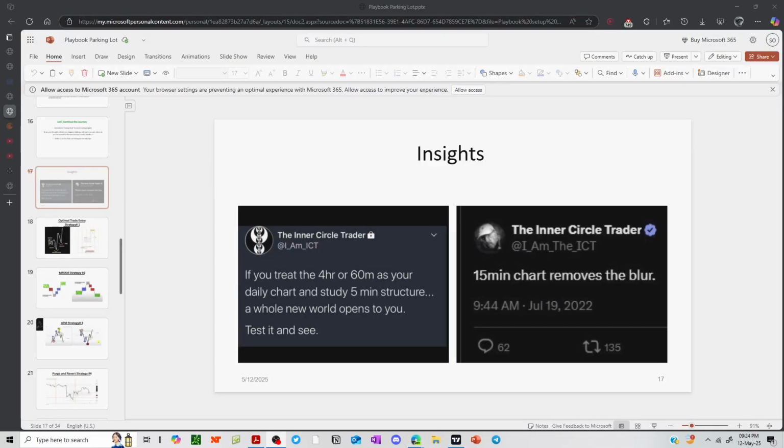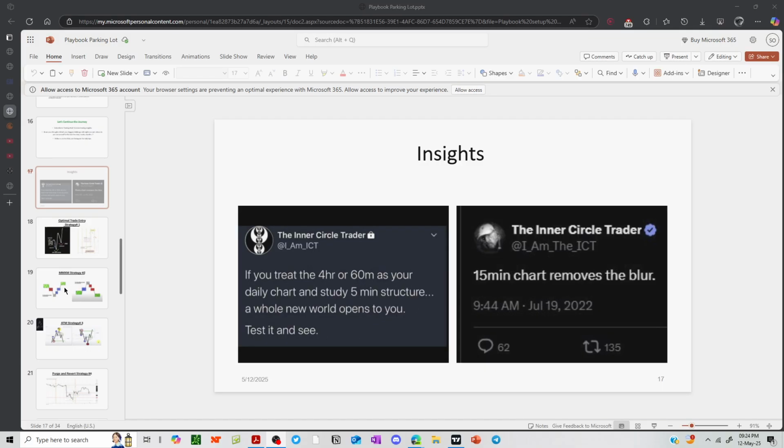We're going to utilize ICT concepts, analyzing the ES charts for today, May 12th, and look for opportunities here. This is the highlight of my trading these days. It's 4-hour time frame and utilizing 5-minute chart.